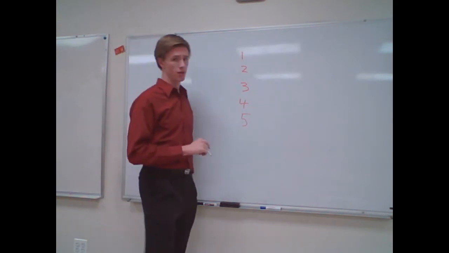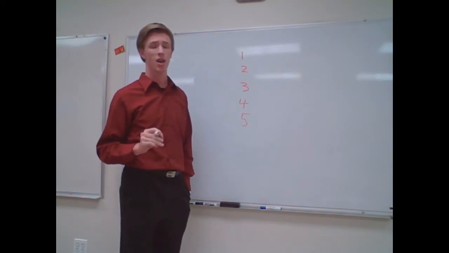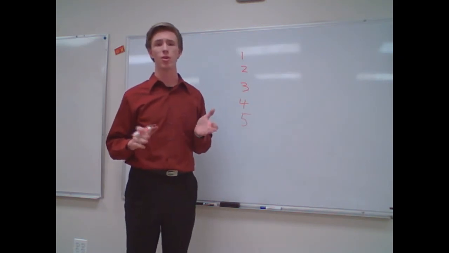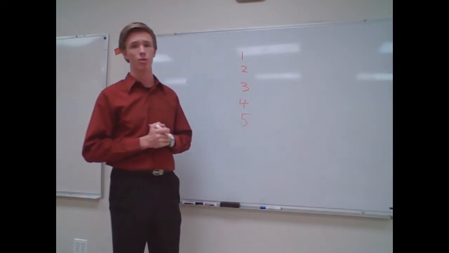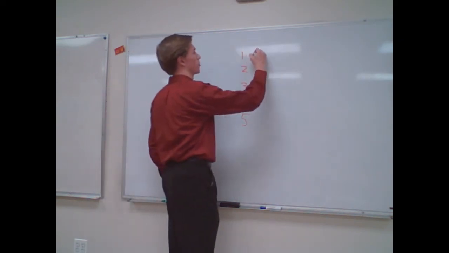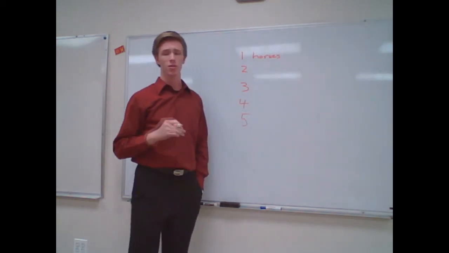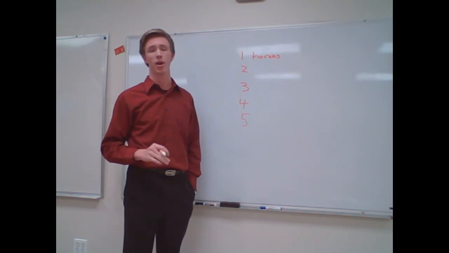But number 1, I want you to write down whether it is incomplete dominance or codominance if I mix together a brown horse and a white horse, and I get a pale brown horse. Is that incomplete dominance or codominance? Brown horse, white horse, mix them together, you get a pale brown horse. What is that? Incomplete dominance or codominance?